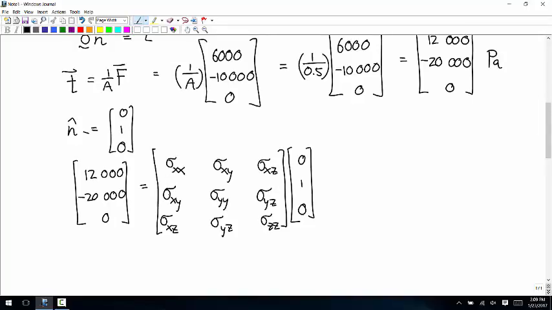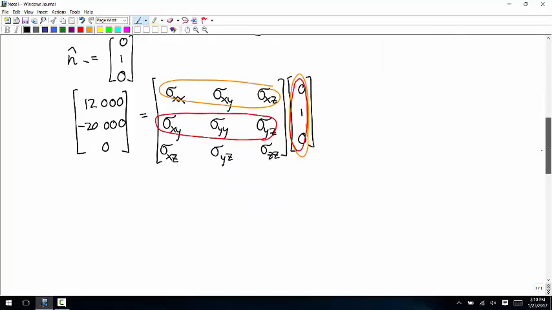When you do this matrix multiplication, you take a row of the matrix and the dot product of that row with the column vector. So this dot product will give you the top force component, or the top traction component, that comes out of this multiplication. And then this row times this column gives you the second component of the traction vector, and so on. So you end up with three equations.